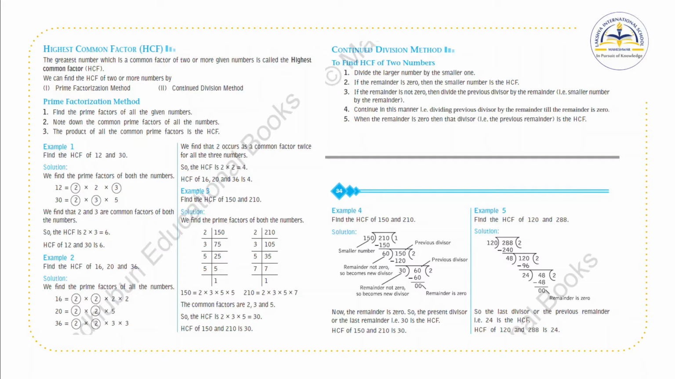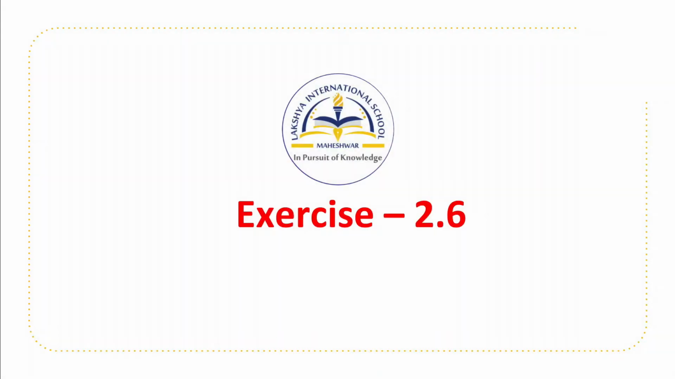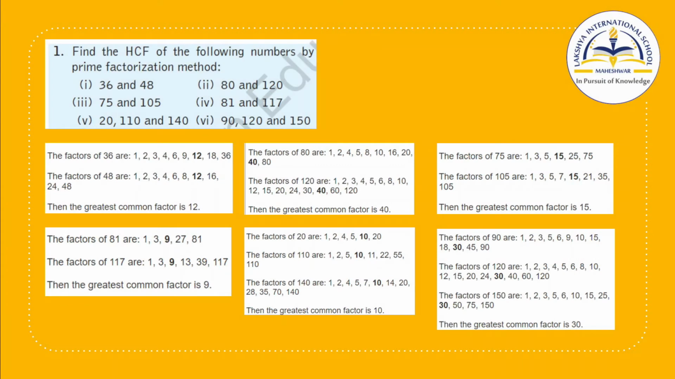So our first method is prime factorization and second method is continued division. Okay, first method is prime factorization and second is continued division method. We will see their questions, then we will get easily these two methods. We will solve exercise number 2.6. Now question number 1, find the HCF of the following numbers by prime factorization method.